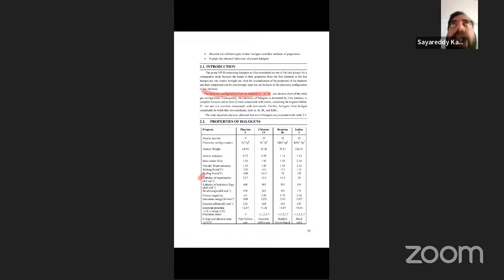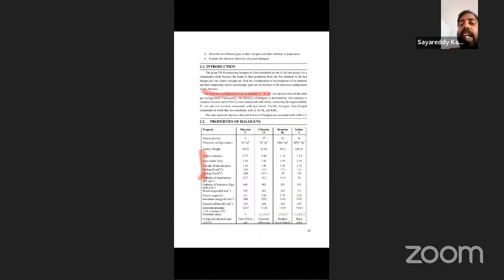Ionic compounds with a metal contain the negative halide ion: metal with chloride, metal with fluorine, metal with iodine, metal with bromine. It contains a negative charge in the ionic form. But in covalent compounds with a non-metal, they are treated as with a non-metal. Further, halogens form bridged compounds in which there are coordinate bonds, such as Al2Br6 and KHF2. In Al2Br6, bromine is a bridging ligand.